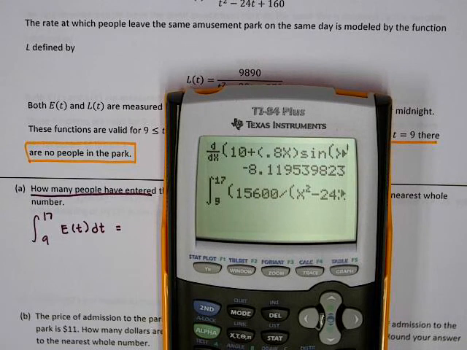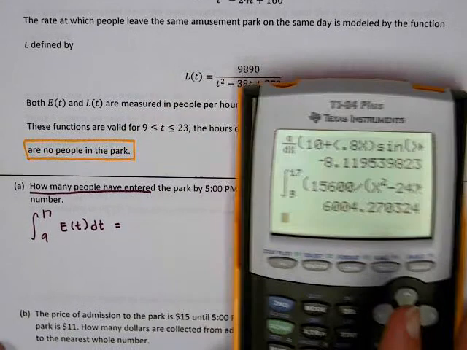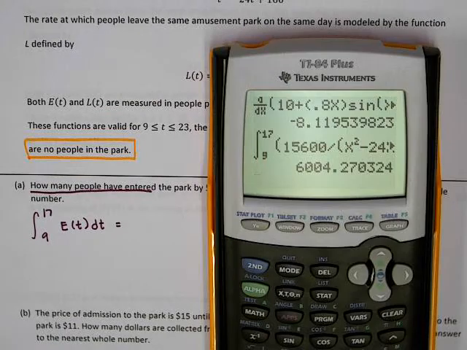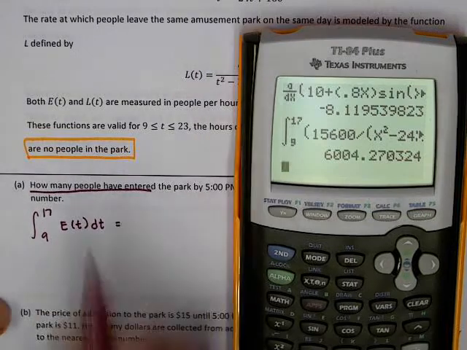Dx. And my answer would be, it says round your answers to the nearest whole number, which kind of makes sense. You're not going to have half of a person. My answer would be about 6,004 people.